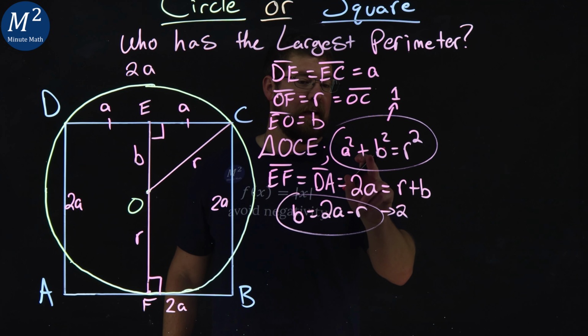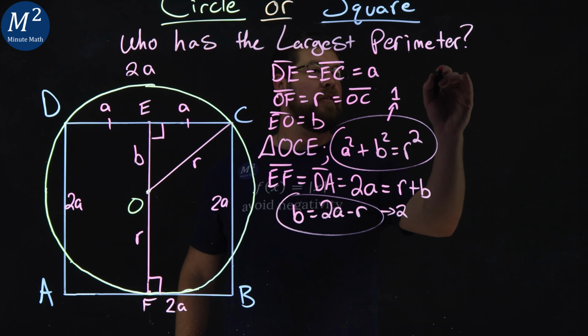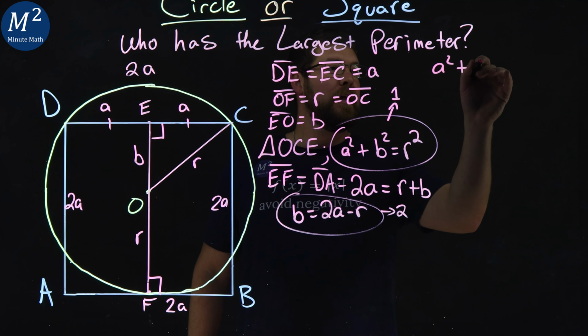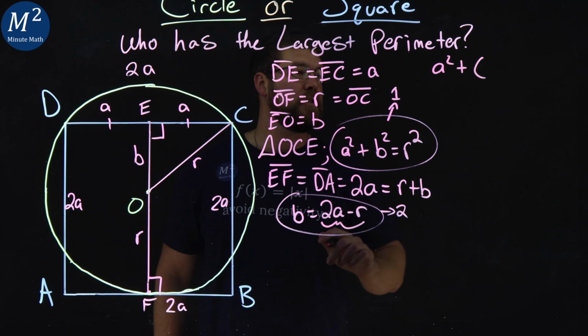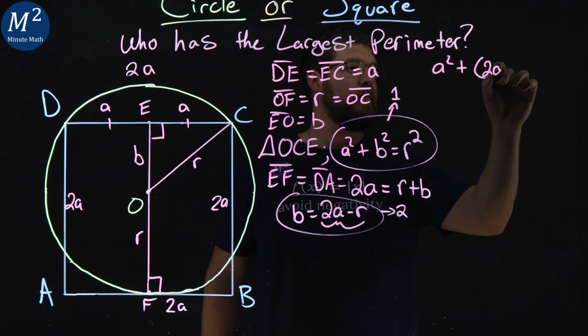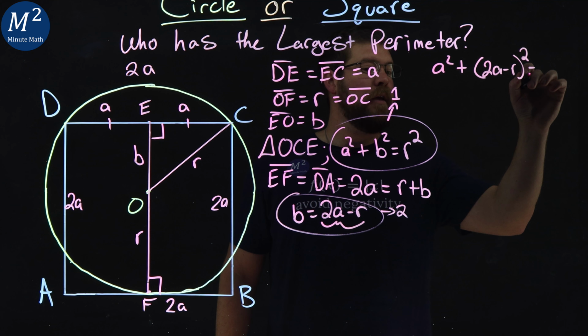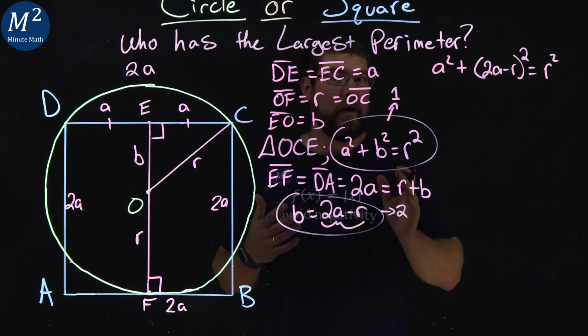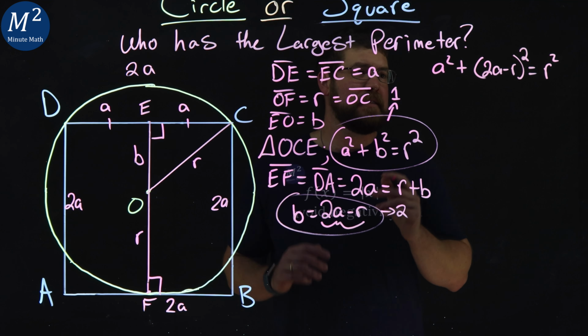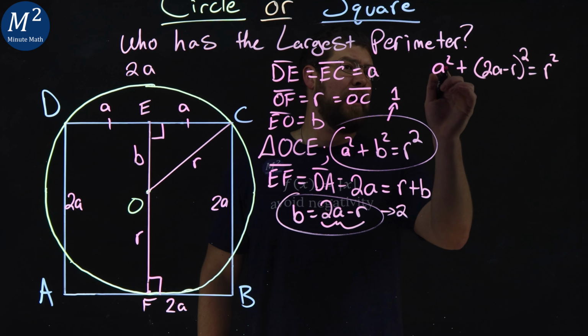All right, we have two equations. I'm going to take the first equation, a squared plus, instead of b, I'm going to put this 2a minus r in. 2a minus r, squared, equals r squared. And I'm going to see if I can get this equation to really get r by itself. And you'll see why in a second.